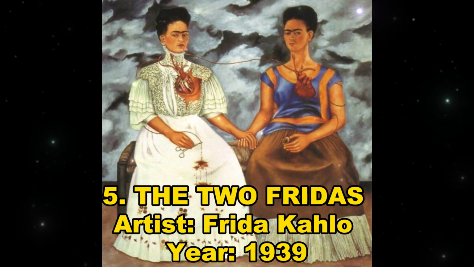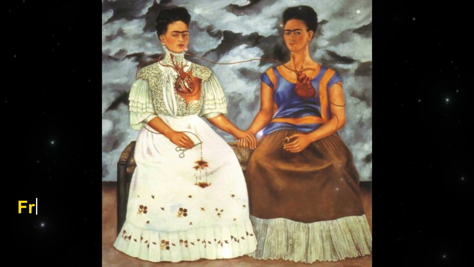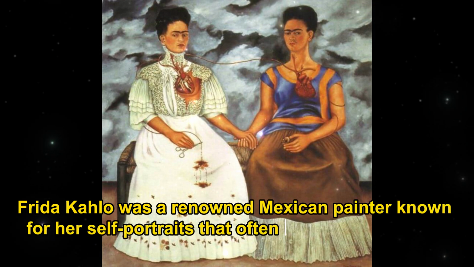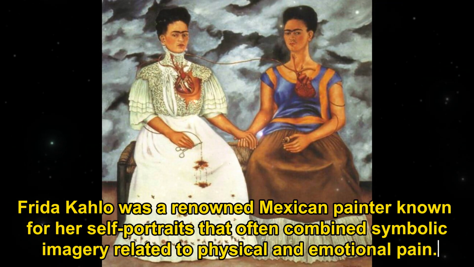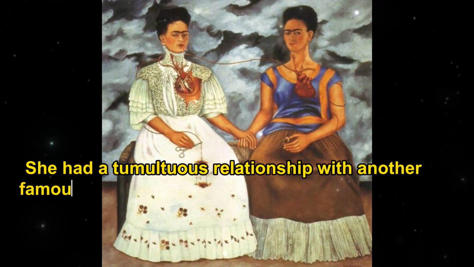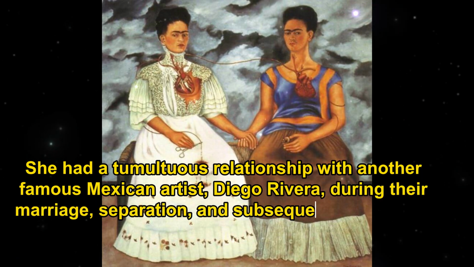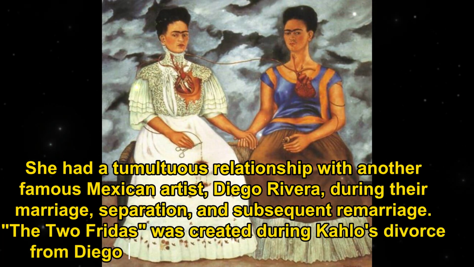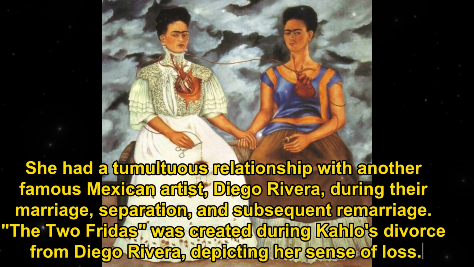5. The Two Fridas. Artist: Frida Kahlo. Year: 1939. Frida Kahlo was a renowned Mexican painter, known for her self-portraits that often combined symbolic imagery related to physical and emotional pain. She had a tumultuous relationship with another famous Mexican artist, Diego Rivera, during their marriage, separation, and subsequent remarriage. The Two Fridas was created during Kahlo's divorce from Diego Rivera, depicting her sense of loss.